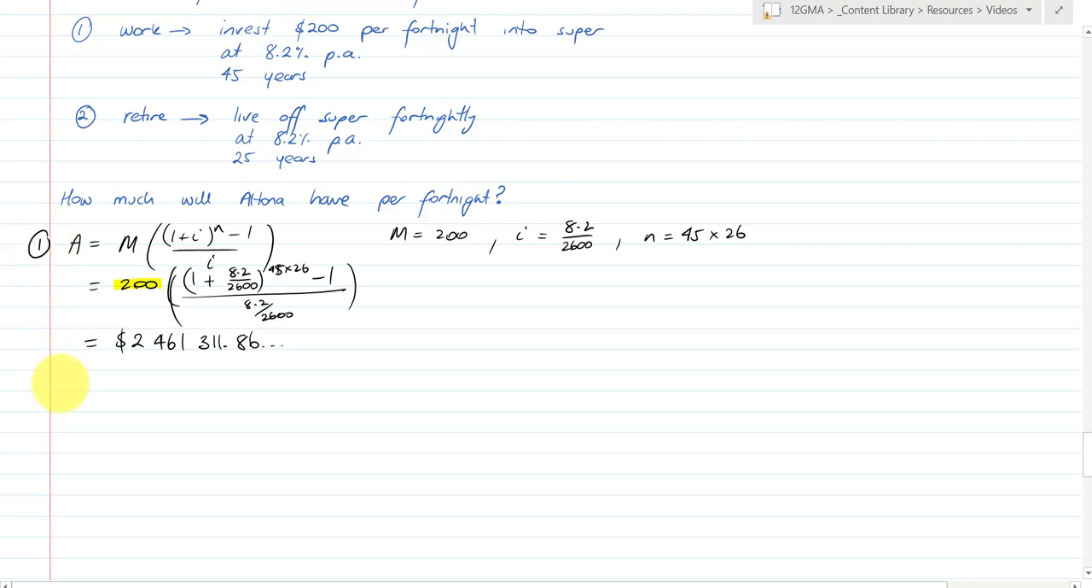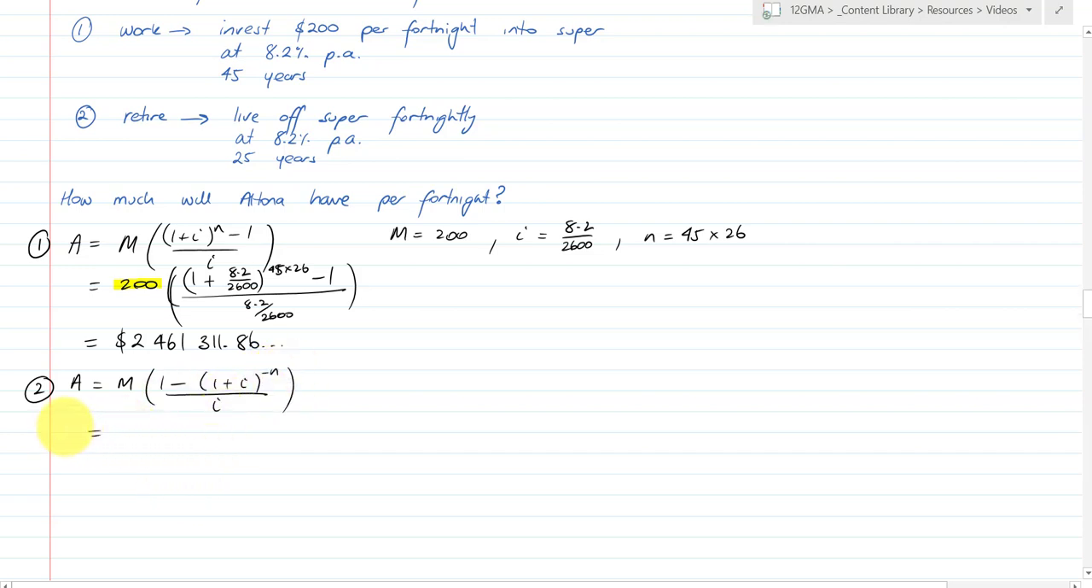That's part 1. Part 2 is the withdrawal phase where she's living off this money. So in part 2, A is going to equal M again. This is the P equals M formula, but we're swapping P for A. And eventually we're going to run out of money in this withdrawal phase, so we're using this formula here: 1 minus (1 plus I) to the power of negative N, over I.